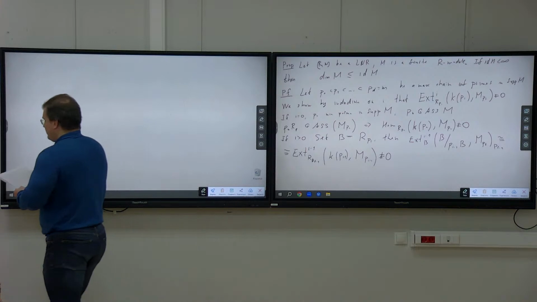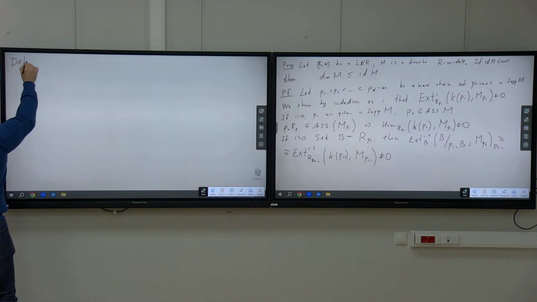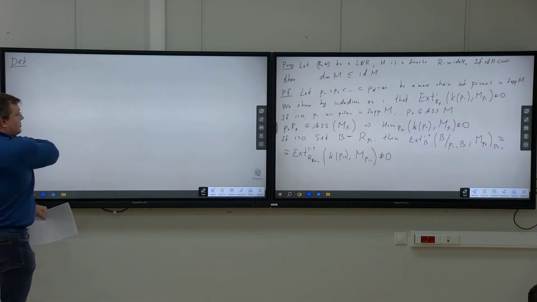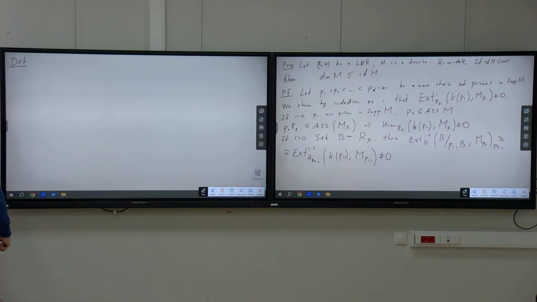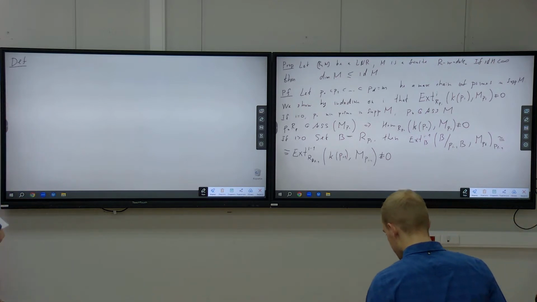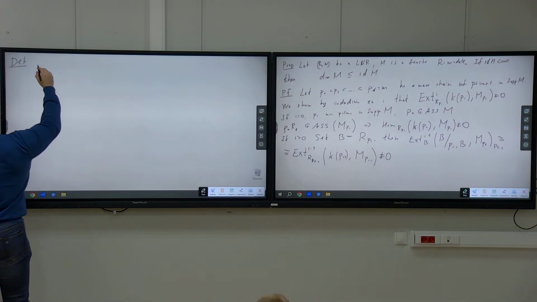Okay, so now we go to another set of ideas, not exactly related to what I've done before. So this computation with the injective dimension, I'm going to need later when I discuss Gorenstein rings. But now I'm going to define the essential extension.